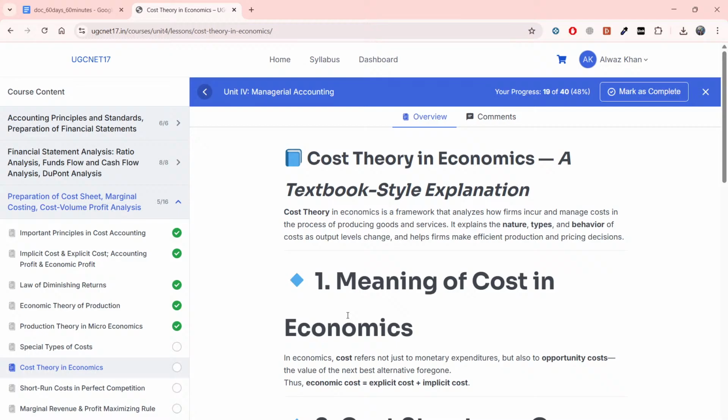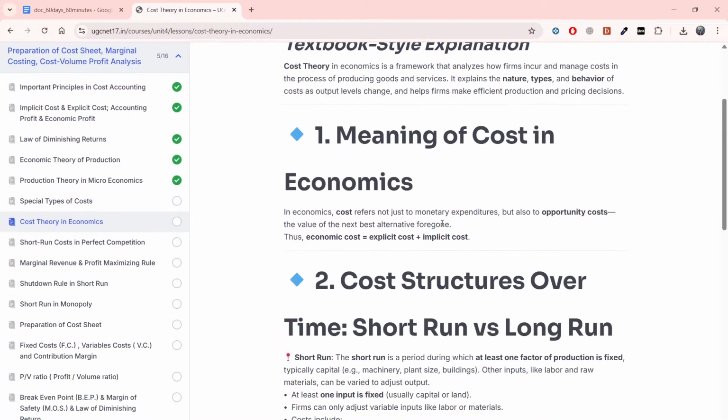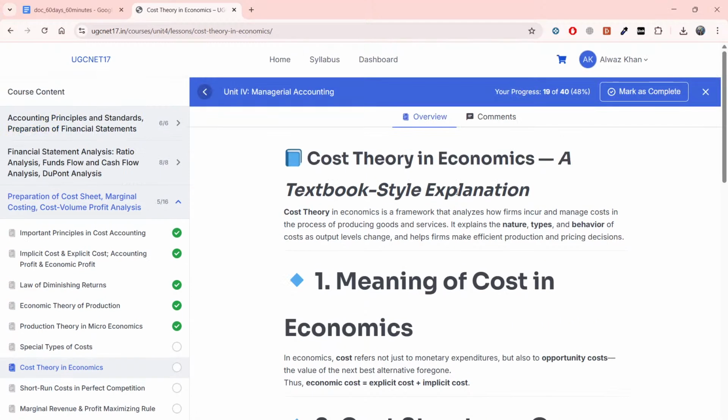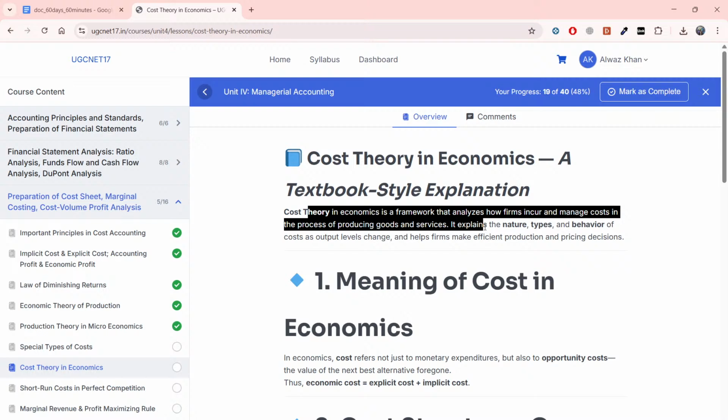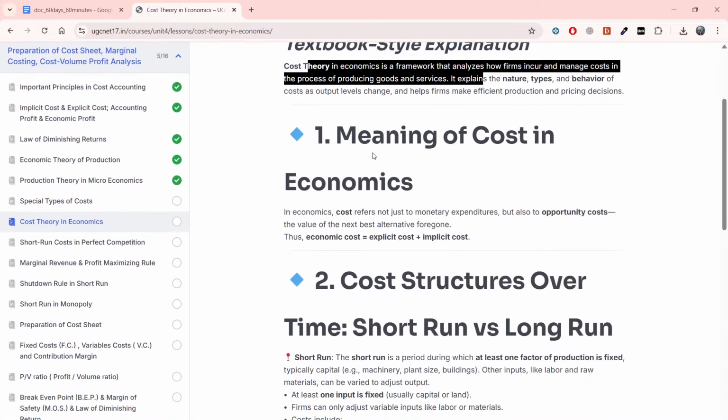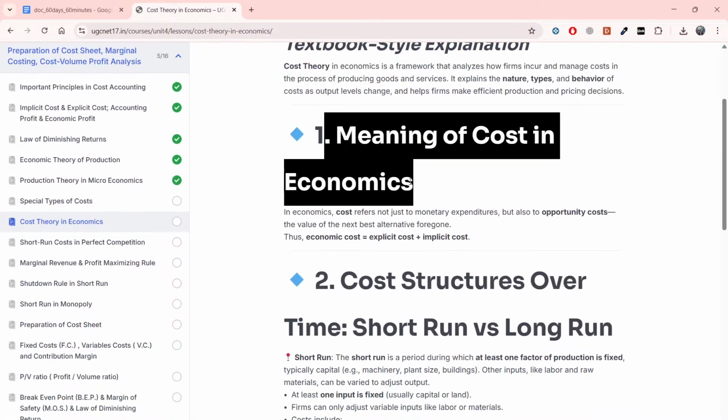So we are back and we'll continue where we left. Cost theory in economics, textbook style explanation, meaning of cost. Let us continue. Cost theory tries to explain the nature, type, and behavior of cost as output level changes. It helps the firm make efficient production and pricing decisions. Meaning of cost in economics.